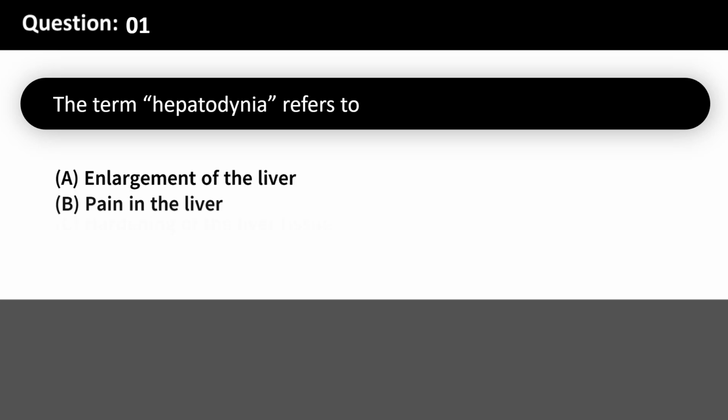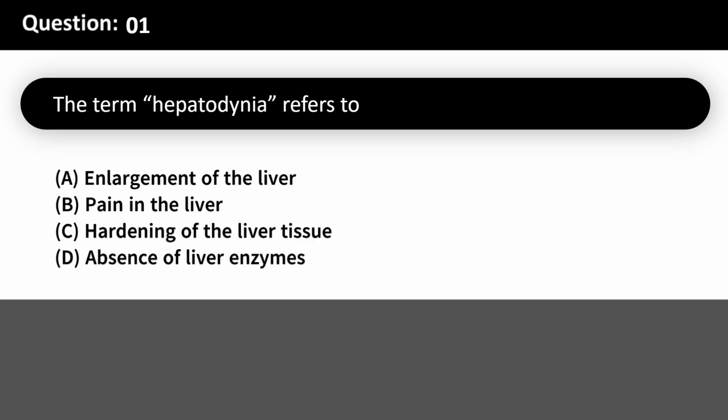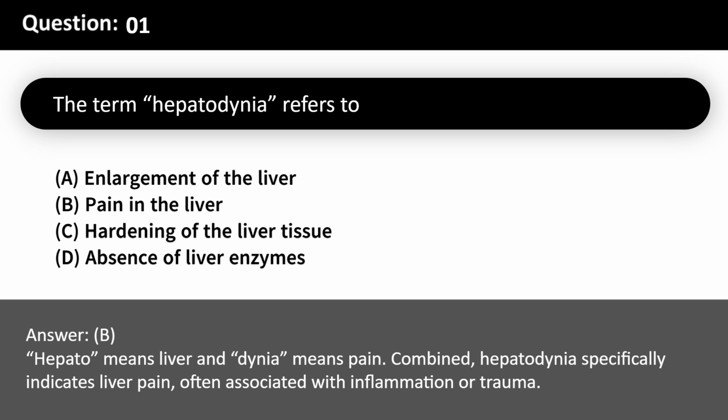The term hepatodynia refers to: A. Enlargement of the liver. B. Pain in the liver. C. Hardening of the liver tissue. D. Absence of liver enzymes. Answer, B. Hepato means liver and dynia means pain. Combined, hepatodynia specifically indicates liver pain, often associated with inflammation or trauma.